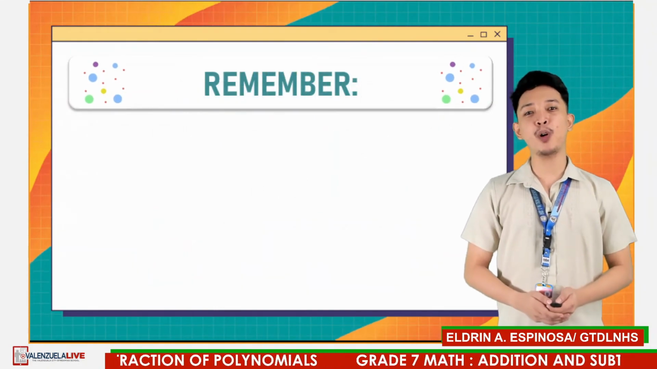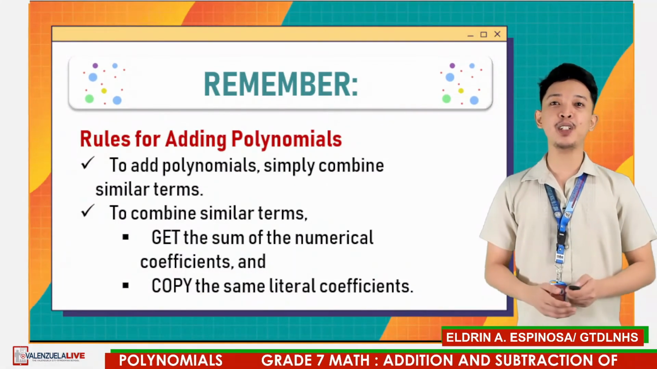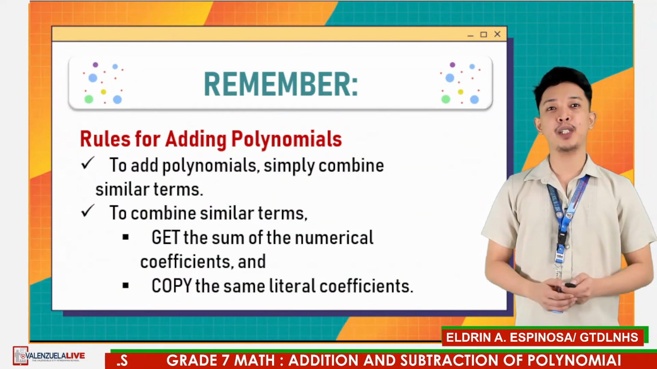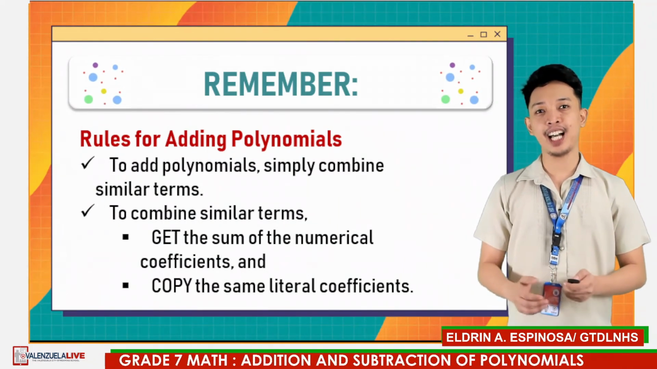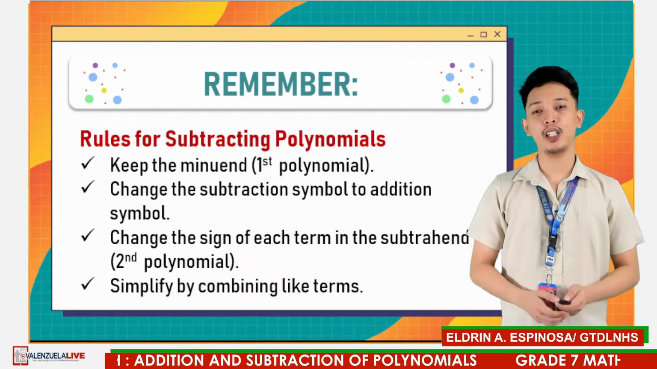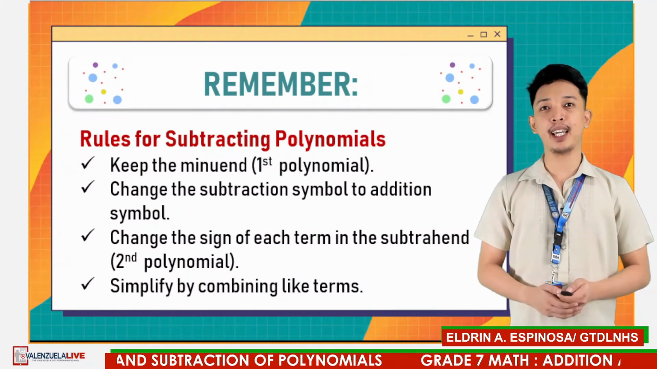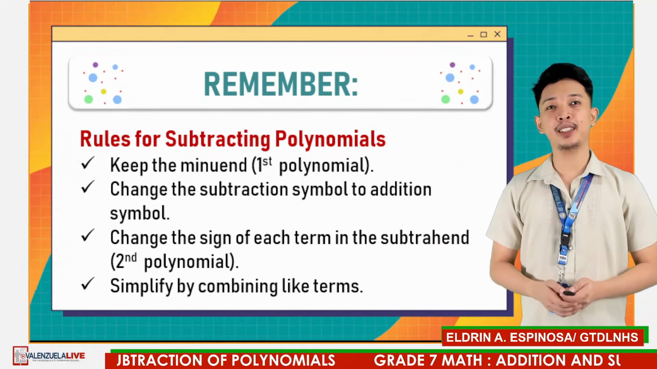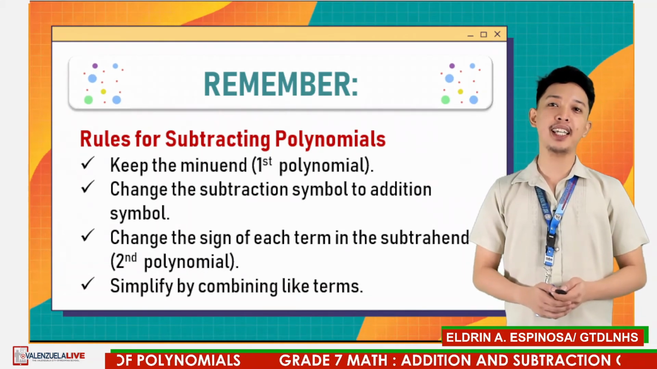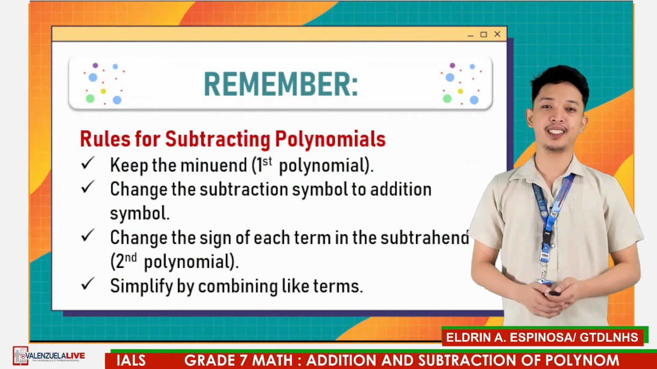To sum up the important points of our today's lesson, to add polynomials, simply combine similar terms. And to combine similar terms, get the sum of the numerical coefficient and copy the same literal coefficients. To subtract polynomials, keep the minuend or the first polynomial, change the subtraction symbol to addition symbol. Change the sign of each term in the subtrahend or the second polynomial, then simplify by combining like terms.